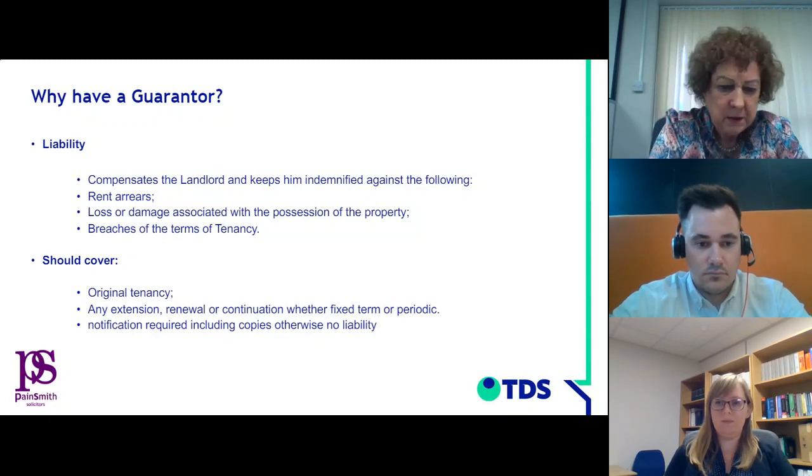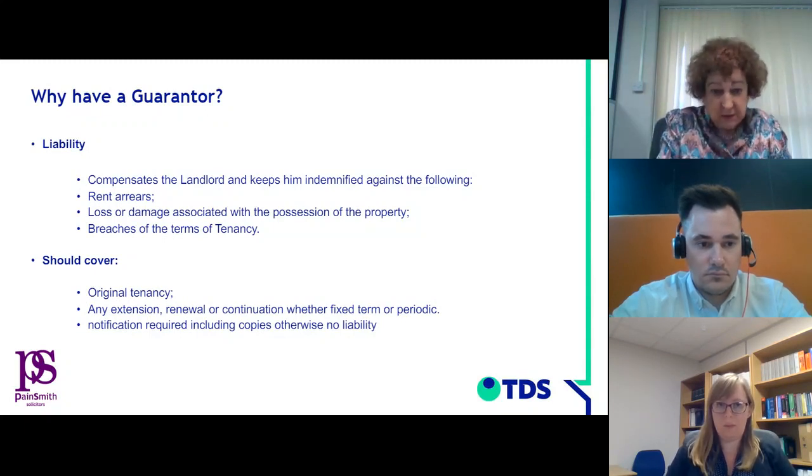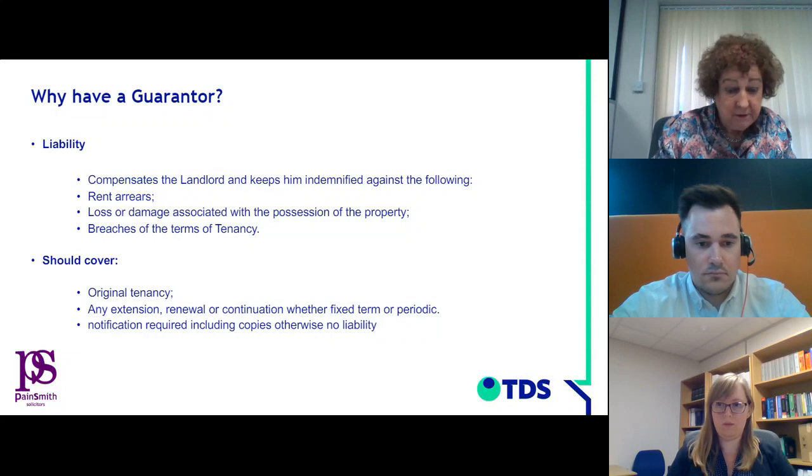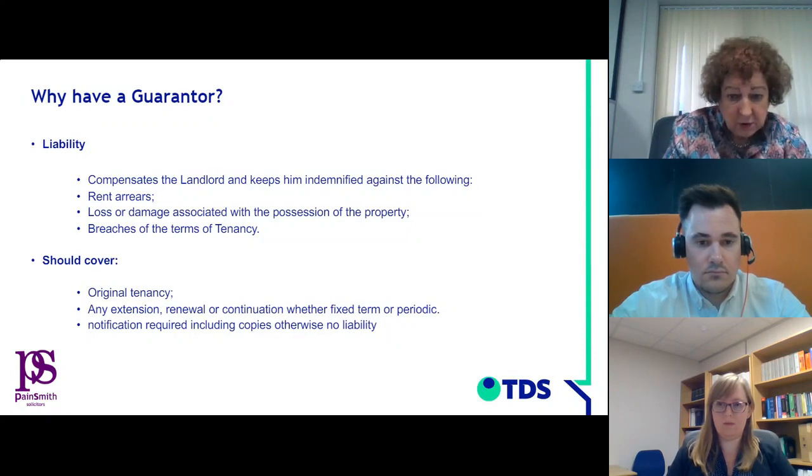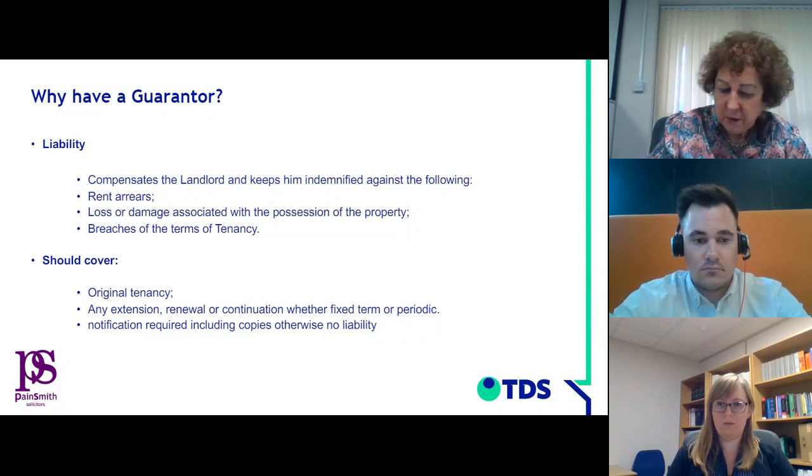Also, what is he guaranteeing? Is it just the original tenancy from, say, September the 1st, 2023 to August the 31st, 2024? But what happens if there's an extension or a renewal for a fixed term, or continuation is periodic? Are you covered for that as well?